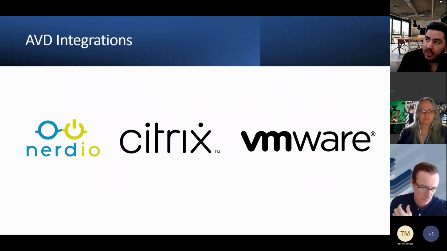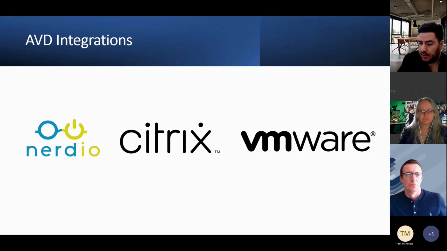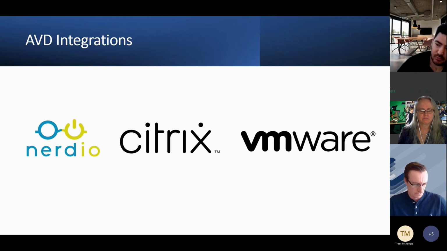I just want to cover a couple of different vendors that integrate with AVD. So we've got 3 of the big players here. You've got Nerdio, Citrix, VMware. I'll probably start from right to left.